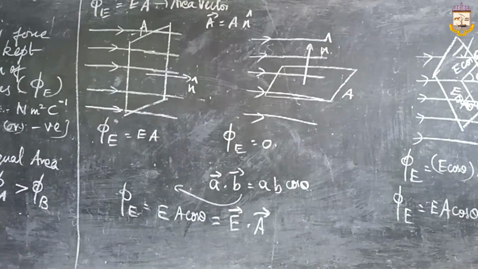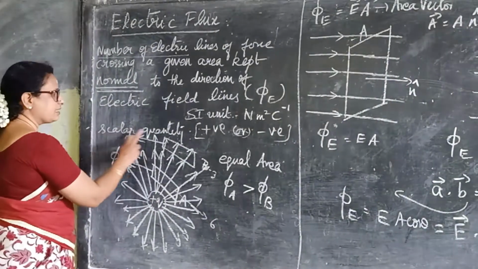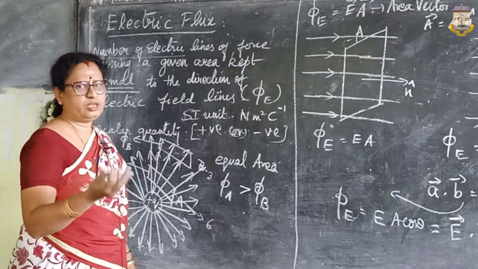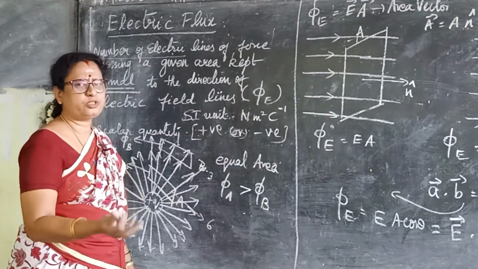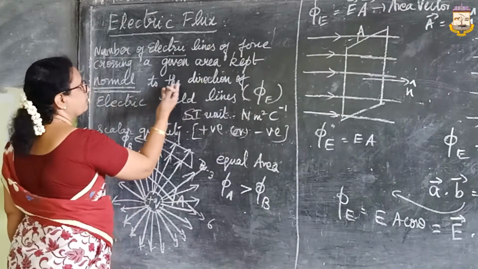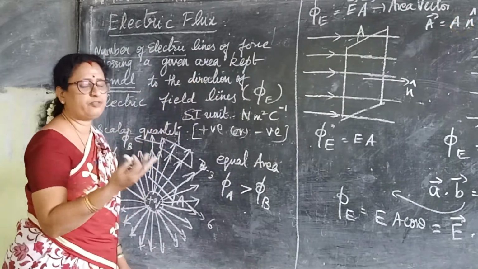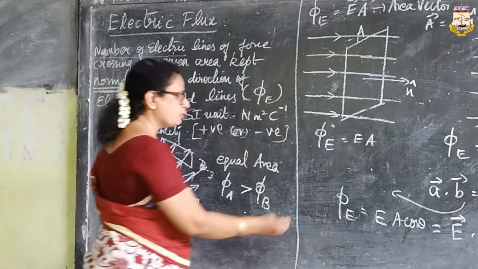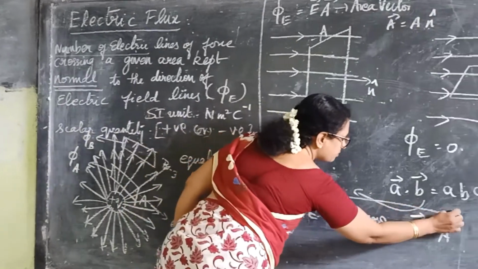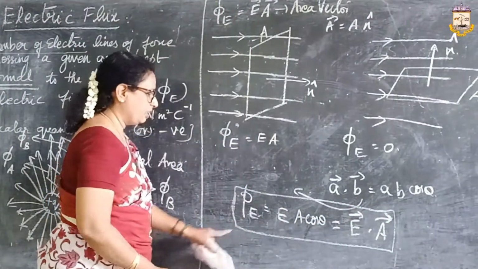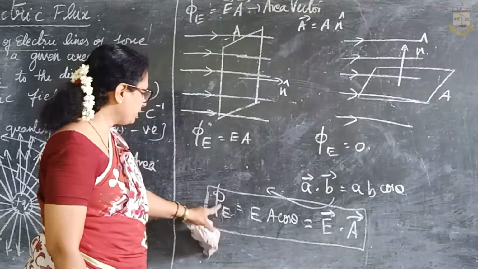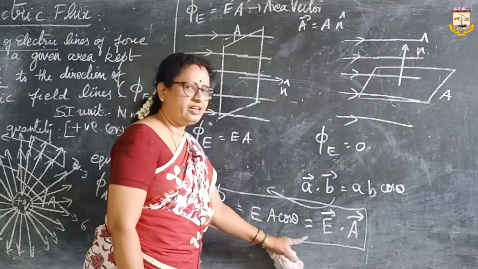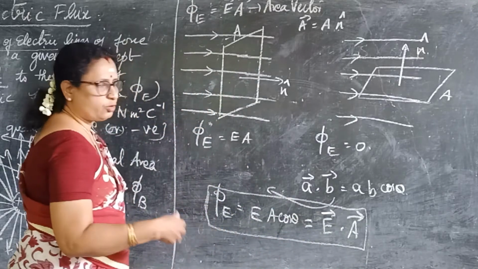So we told initially, in the beginning, that electric flux is a scalar quantity. It is just a mere number. It only gives us the number of electric lines of force crossing normal through a given area, which is kept normal to the direction of the electric field lines. So this is the general formula. This is the precise definition for electric flux. Electric flux phi E is nothing but E vector dot A vector, which is EA cos theta. So we will go to the next topic.